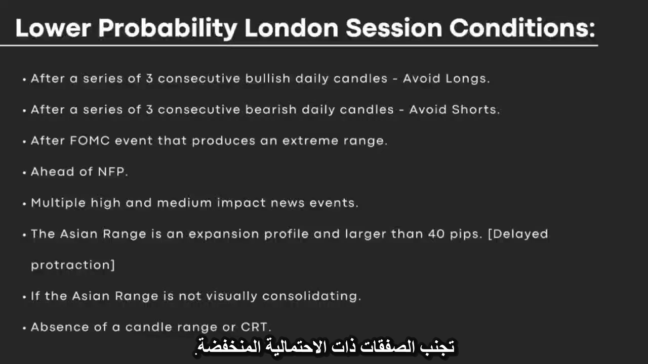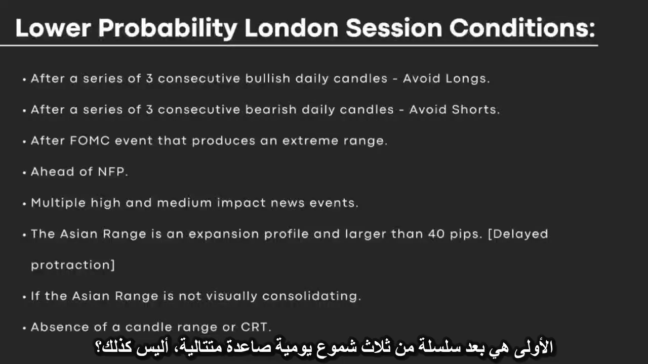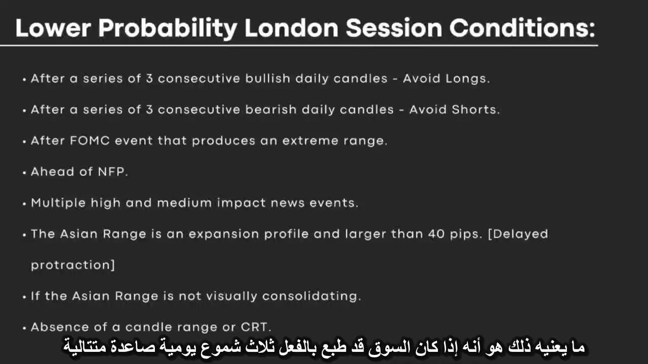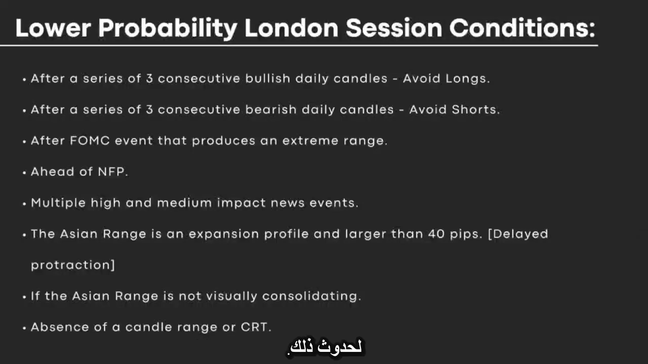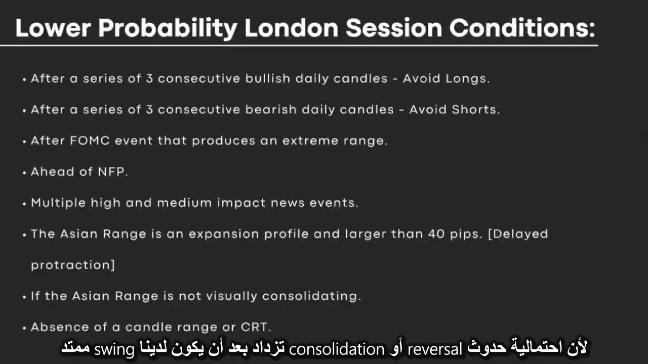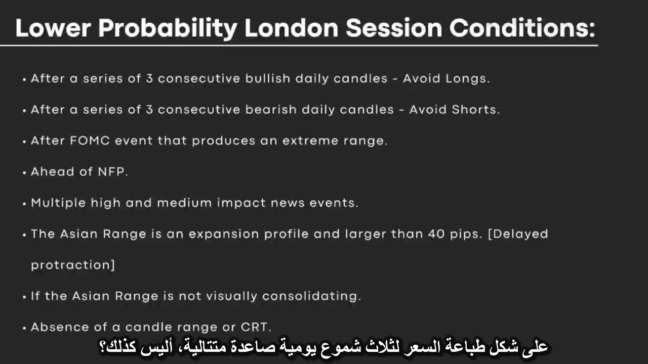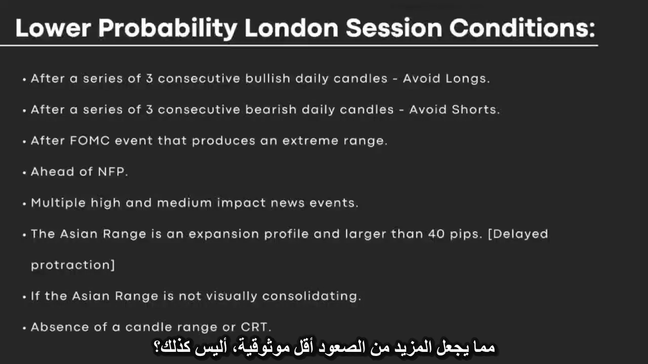Now let's talk about some key conditions you should avoid, in my recommendation, if you want to avoid low probability trades. The first one is after a series of 3 consecutive daily bullish candles, right? What that means is if the market has already printed 3 consecutive bullish daily candles, it's better to avoid taking long trades, long positions during the London kill zone after the day that has happened. Why? Because the probability of a reversal or consolidation increases after we have an extended swing in the form of price printing 3 consecutive bullish daily candles, right? Which makes further upside less reliable, right?